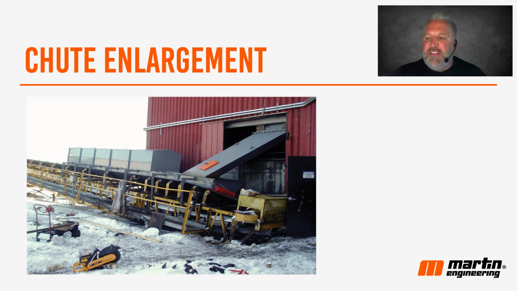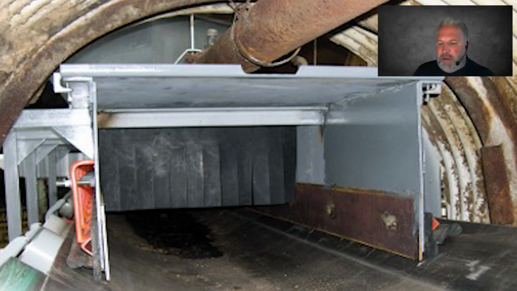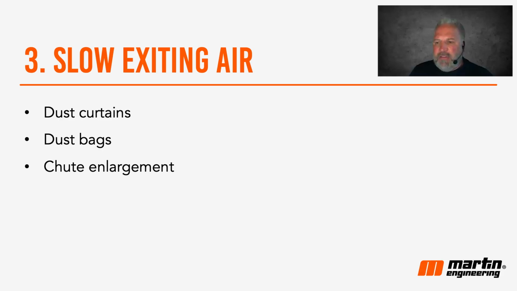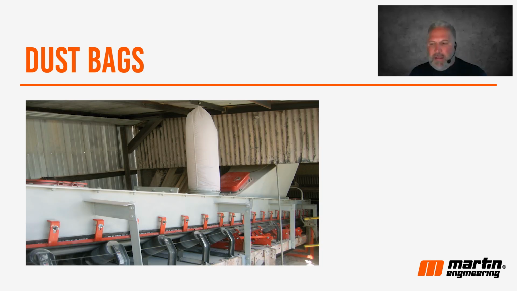Now, some applications you can't use that. If we go back to our first picture right here, we couldn't use a peaked top in this situation because of this pipe right here. So every application is going to be a little bit different. That's why you've got to have these three different techniques: curtains, chute enlargement, and then finally, let's talk a little bit about dust bags. Dust bags do the same thing as chute enlargement, but they localize the space available for the air to accommodate.